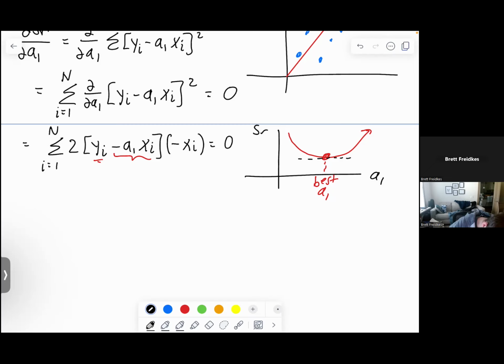So we can see that there's a -1. That's with the x sub i. We can take that out with the 2 and write this as -2.